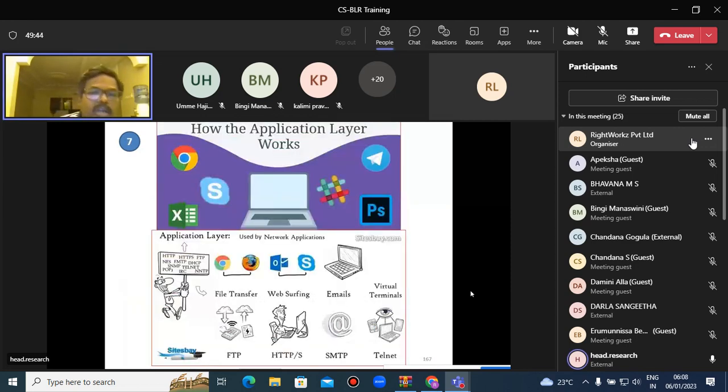Then the last layer is called the application layer. You can call it an end user concept, end-to-end connections, human-computer connection. That is called application layer. It uses file transfer protocol, HTTP, HTTPS, FTP, NFS, SMTP, DHCP, SNMP, Telnet, POP3, IRC, NNTP, etc. This is called file transfer, web surfing, emails, virtual terminals, FTP, HTTP, SMTP, Telnet. These are the various protocols we are using under application layer.